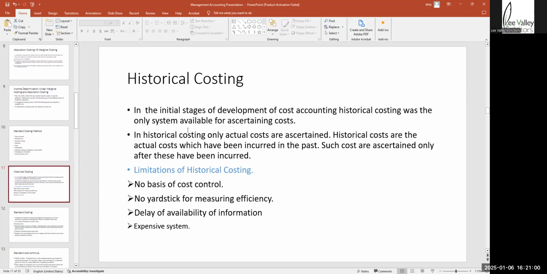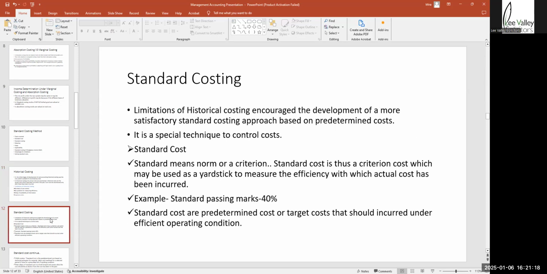Historical costing. In the initial stages of development of cost accounting, historical costing was the only system available for ascertaining cost. In historical costing, only actual costs are ascertained. The limitation of historical costing encouraged the development of a more satisfactory approach, standard costing, based on predetermined cost. It is a special technique to control cost.